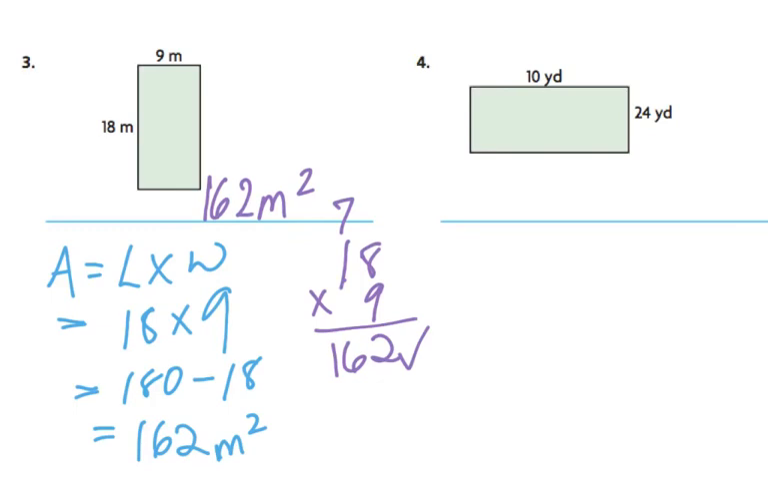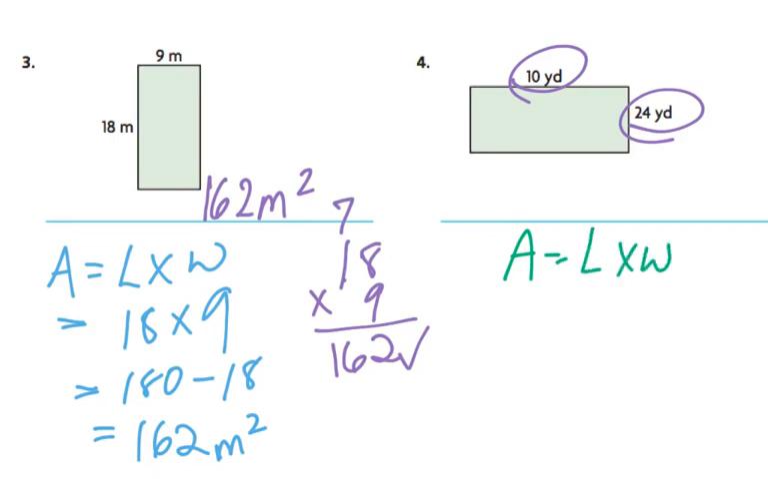Final problem. The next problem, it is not the last one. The next problem, I have 10 yards and 24 yards on this rectangle. And so my formula is, again, area equals length times width. And when I'm looking at my numbers, my length can be 24. My width can be 10 yards.